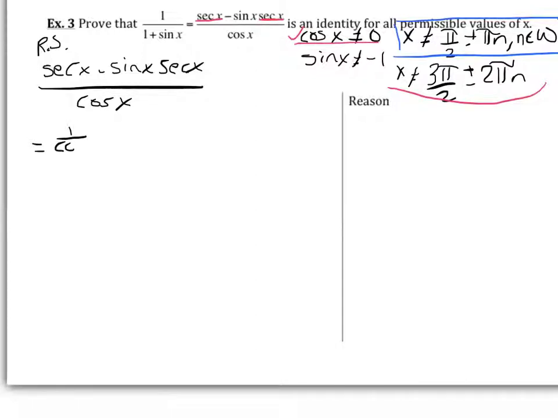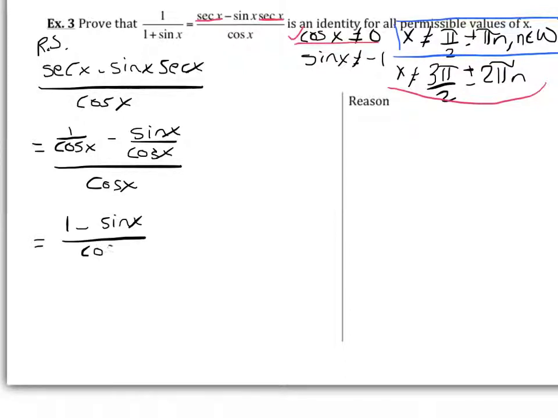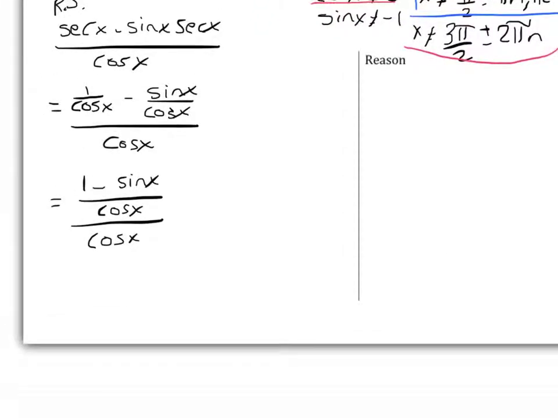So that's 1 over cos x minus sine x over cos x, all over cos x. Simplify that a bit. So I have 1 minus sine x over cos x, over cos x. Now I haven't really done much yet, especially I haven't used any identities yet, so I don't have any quotable reasons. So far I'm just doing a bit of algebra, but let's see what we can get out of this. So if I work this out, I have 1 minus sine x all over cos squared x.